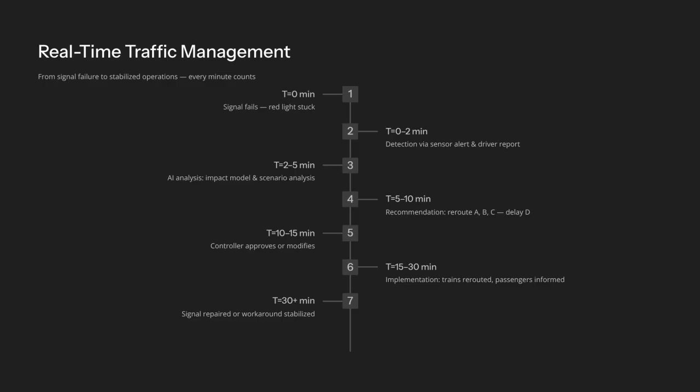Now, here is the key insight, and I want to be very clear about this. The AI is not making the decision, the controller is. The AI is doing the analytical heavy lifting, rapidly evaluating the option space so that when the controller does make a call, they're making it with better information, faster. That's the distinction that matters, not automation, augmentation.